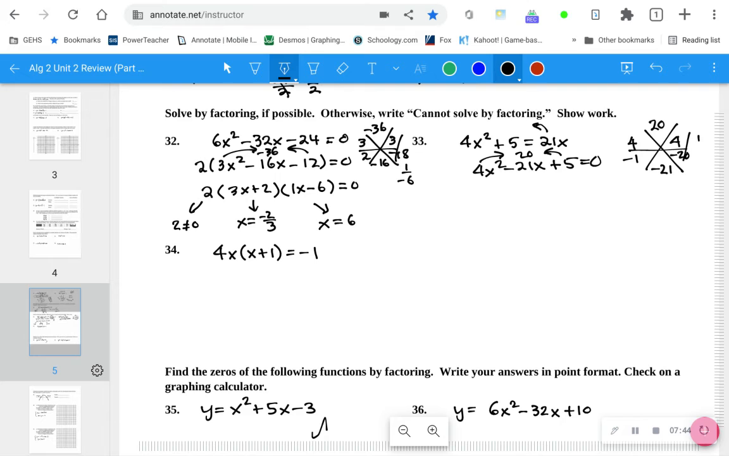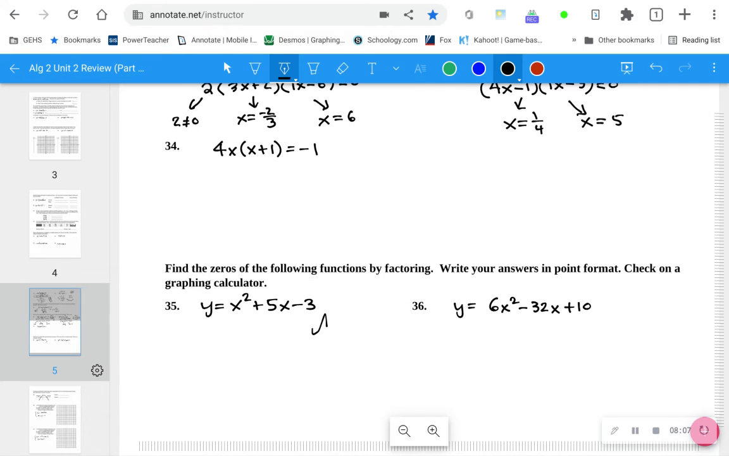And this side over here simplifies to 1 over negative 5. So we get the factored version here of 4x minus 1 and 1x minus 5 equals 0. Setting this equal to 0 yields x equals 1/4. And setting this equal to 0 gives x equals 5.